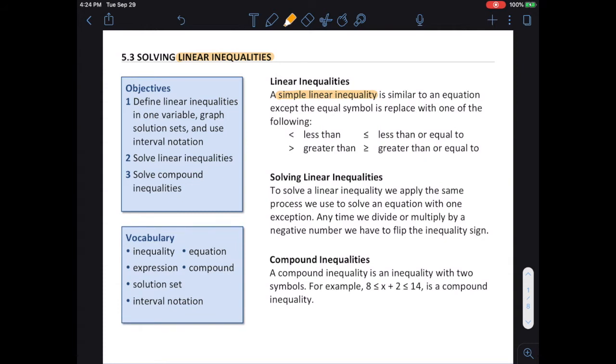So take a few minutes to read this page, read the objectives, the vocabulary, read about linear inequalities, solving linear inequalities, and then also compound inequalities. And when you're ready, restart the video and we'll go through some examples.